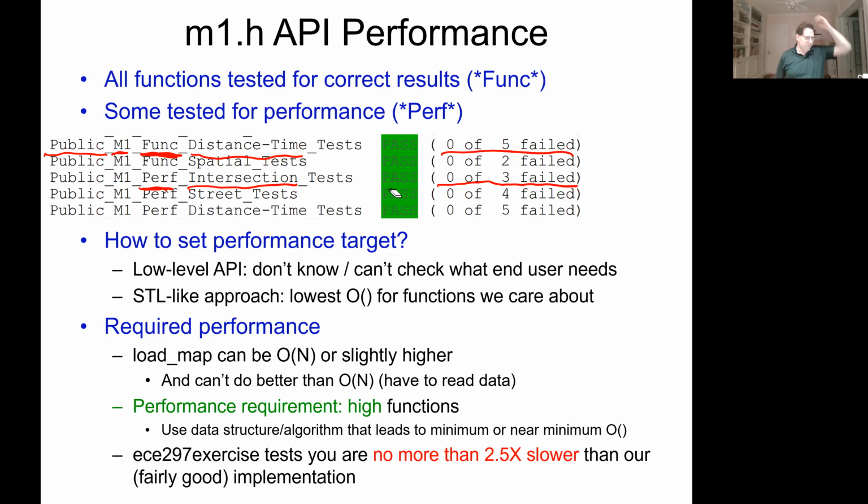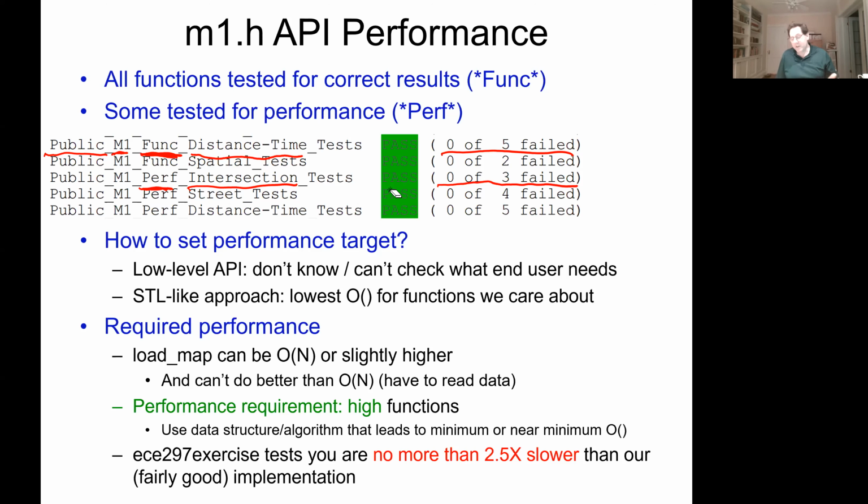Okay, how do we set these performance targets? You're writing a low-level API in Milestone. Well, you're writing a higher-level API than the one we gave you, but it's still lower level than providing functionality that an end user kind of wants to use. You're building utility functions that will be helpful to you.